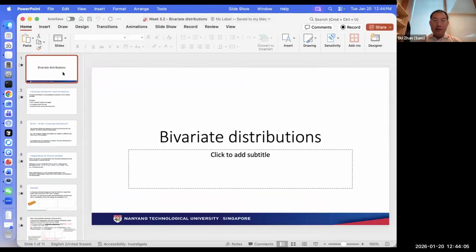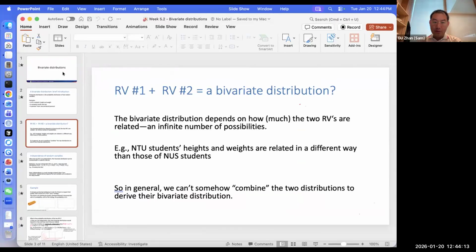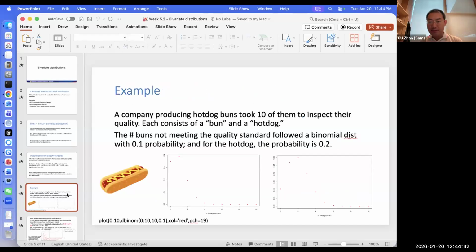Okay, so let's look at 5.2. 5.2 is bivariate distributions. Independence of random variables. The probability of x1 and x2 happening at the same time, taking a very specific value of small x1 and small x2, is equivalent to the probability of x1 times the probability of x2 if they are independent. If they are not independent, then we're looking at something else.